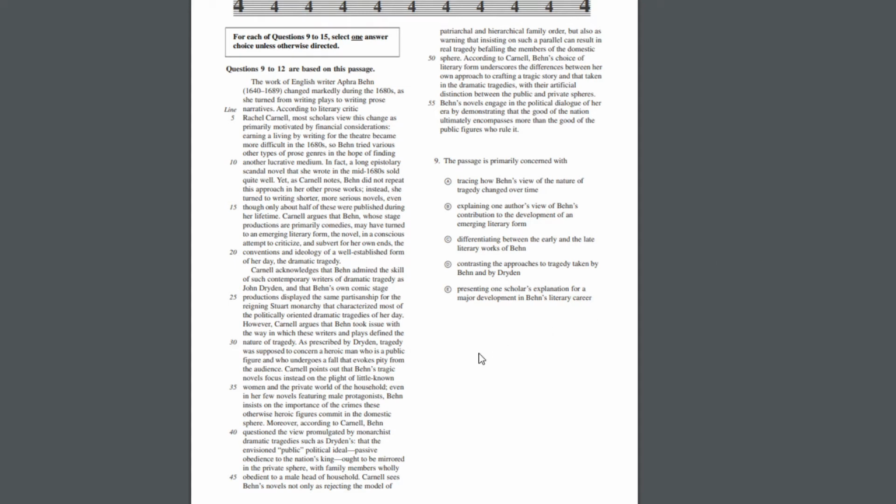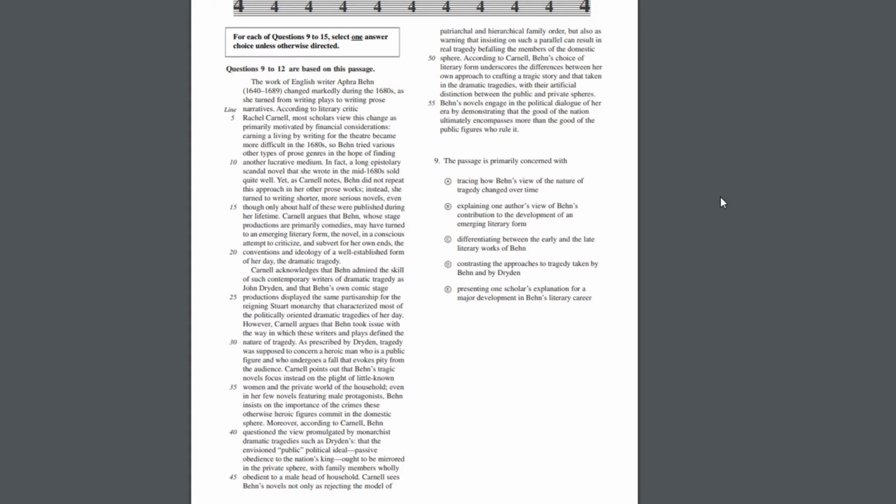Looking at the second paragraph, it seems more concerned with Behn's view of what a tragedy ought to be, comparing her to other writers of the time like Dryden, and what her overall purpose was for writing these tragedies. Taking a look at the answers, let's see if we can figure out which one most closely aligns with the main idea.